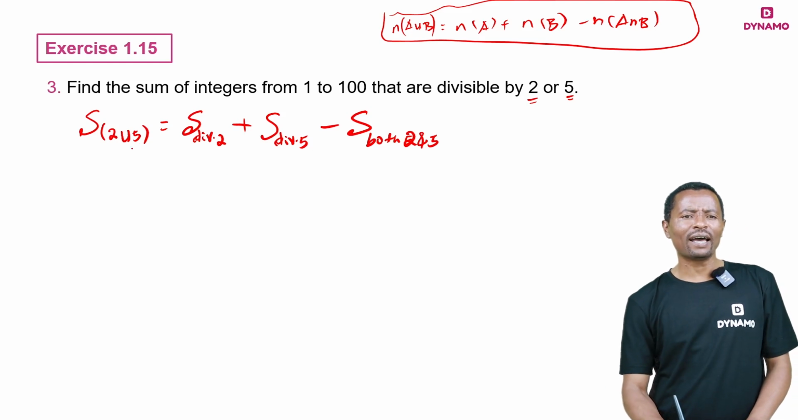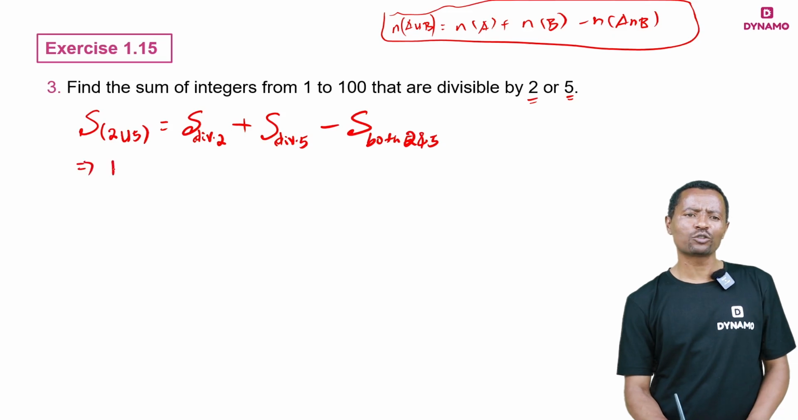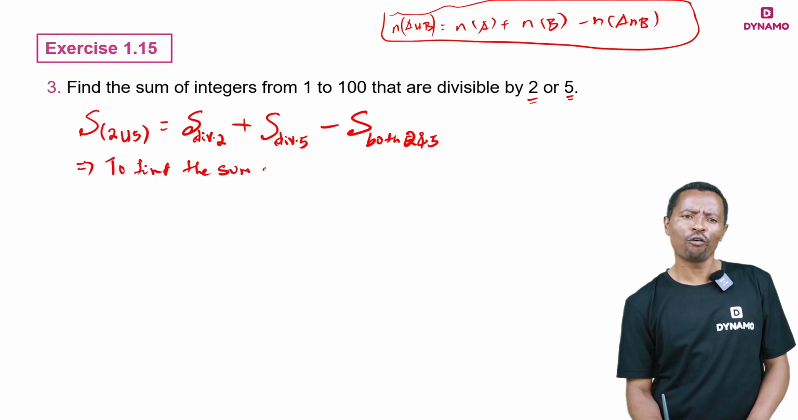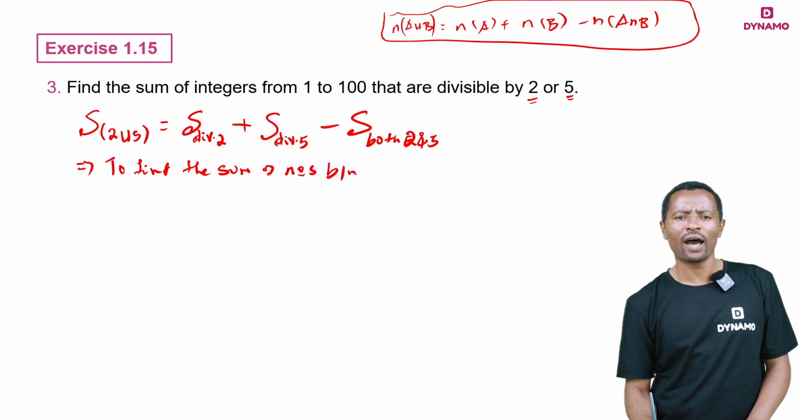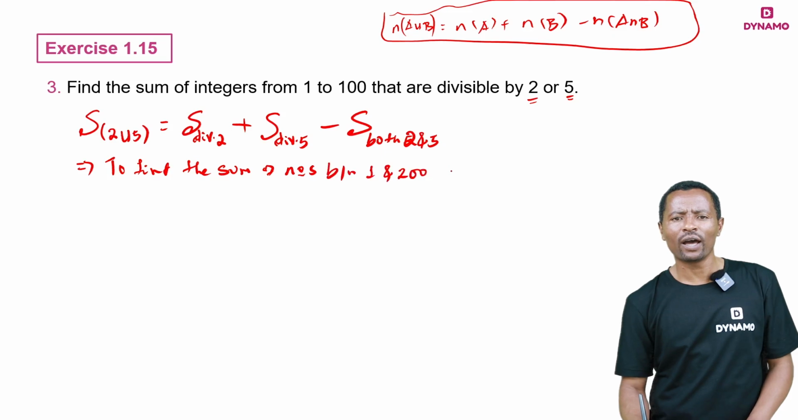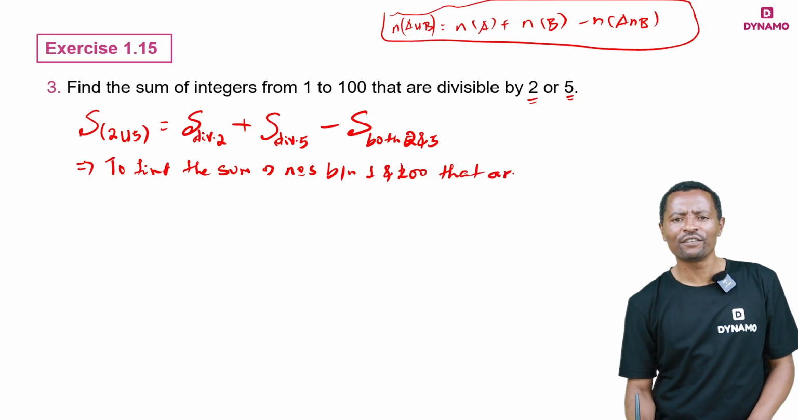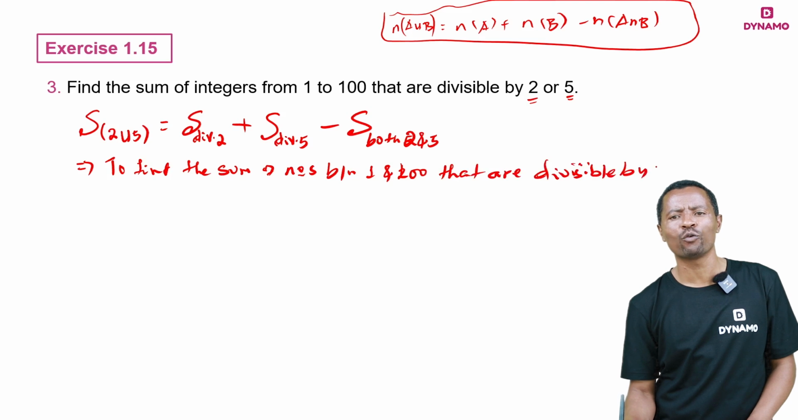Kanaaf jalqabarra haa kaanu, the sum of this to find the sum of numbers between 1 and 100 that are divisible by what? Divisible by 2. Isaan kanneen barbaaduu qabna jechuudha.